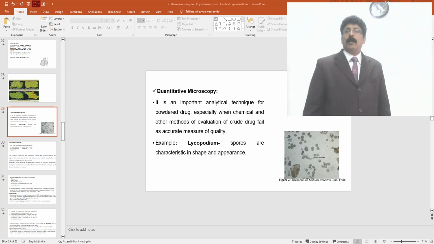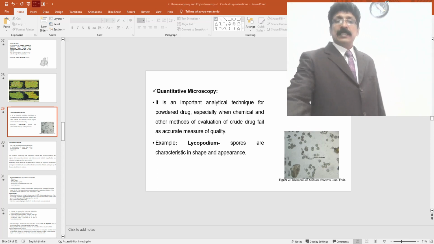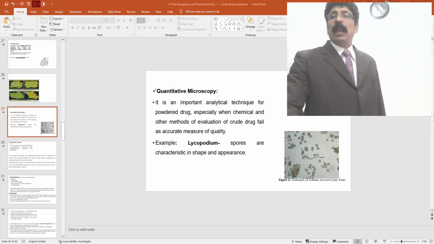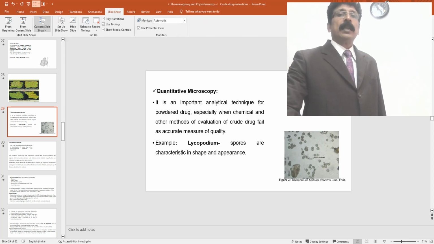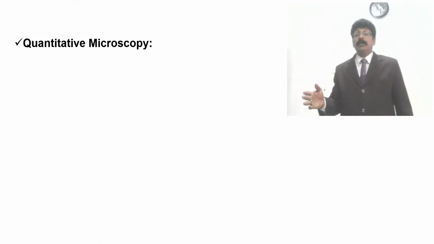Welcome students for the continuation of part 2 of the evaluation of crude drugs. Before starting this session, I want to remind you that we have already discussed quantitative microscopy regarding the histological characteristics: stomatal index, vein islet number, stomatal number, palisade ratio. These all come under quantitative microscopy, but histological character directly from the histology.